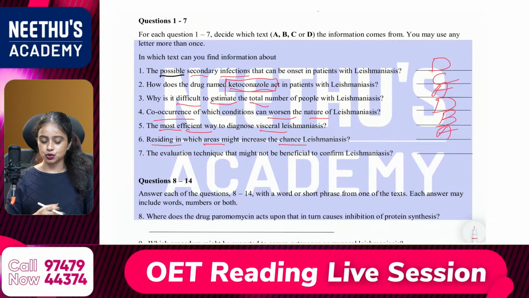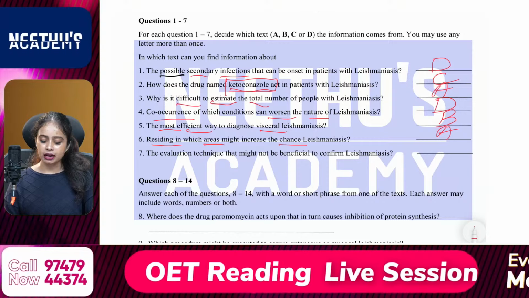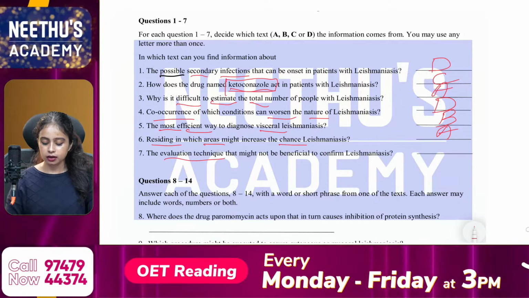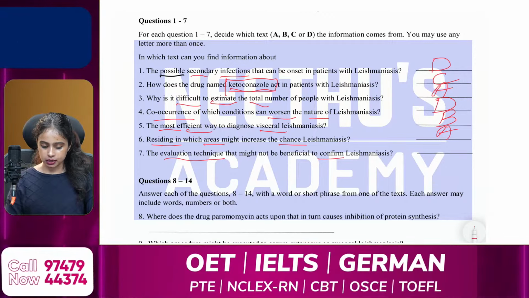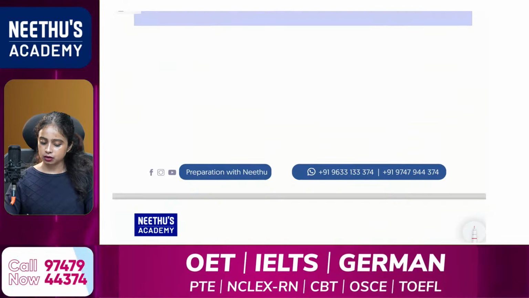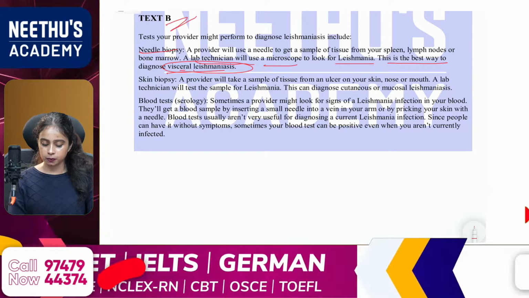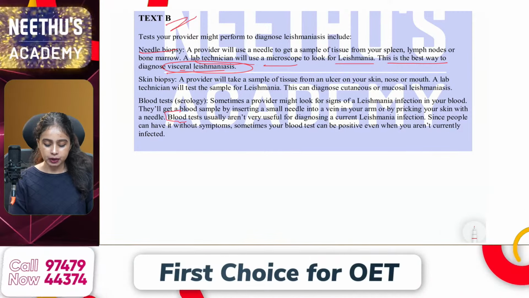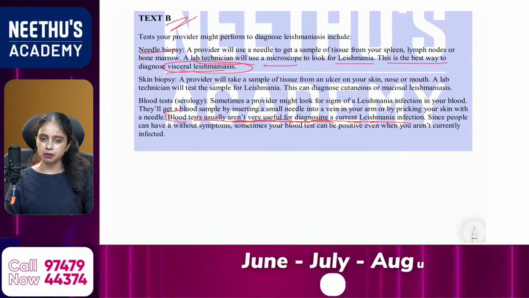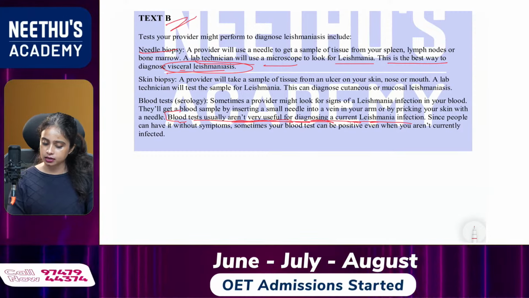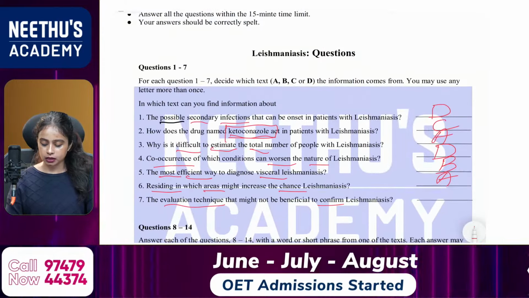Then seventh, the last one. The evaluation technique that might not be beneficial to confirm leishmaniasis. Okay, so evaluation, diagnosis, that is in text B. See the last point. Blood tests usually are not very useful for diagnosing current leishmania infection. So that is the answer, and which is from text B.